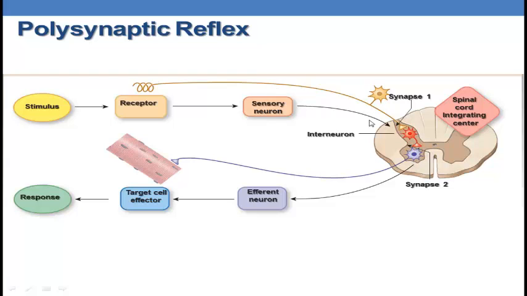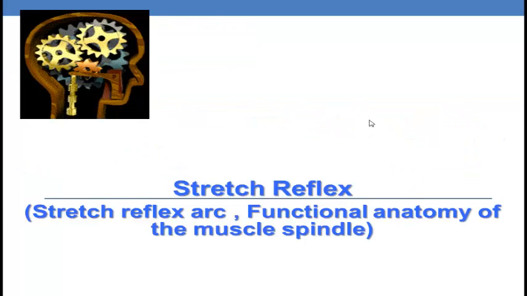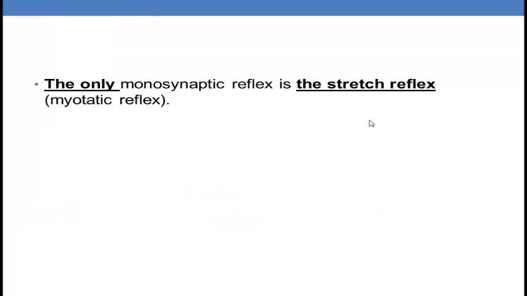If there is more than one synapse, maybe 2, maybe more, within the reflex arc of a certain spinal reflex, it is called a polysynaptic reflex. Now we are moving to the stretch reflex, which is the only monosynaptic reflex in our body. So the stretch reflex is the only monosynaptic reflex. Sometimes it is called the myotatic reflex.